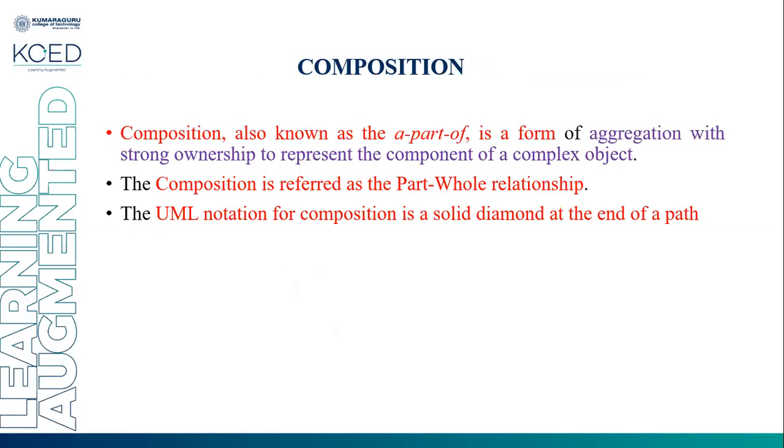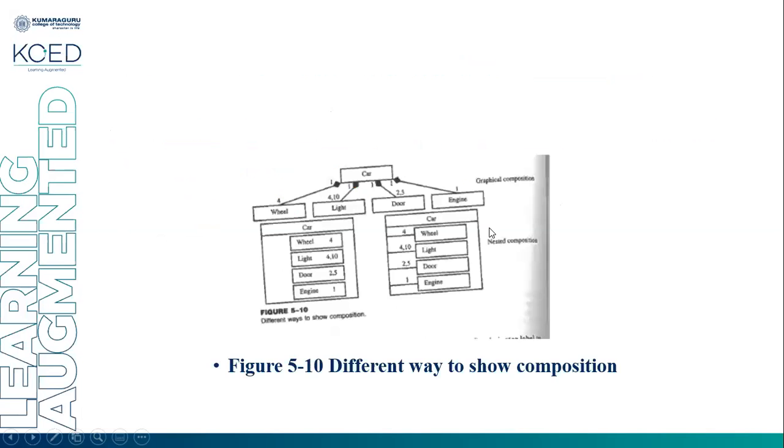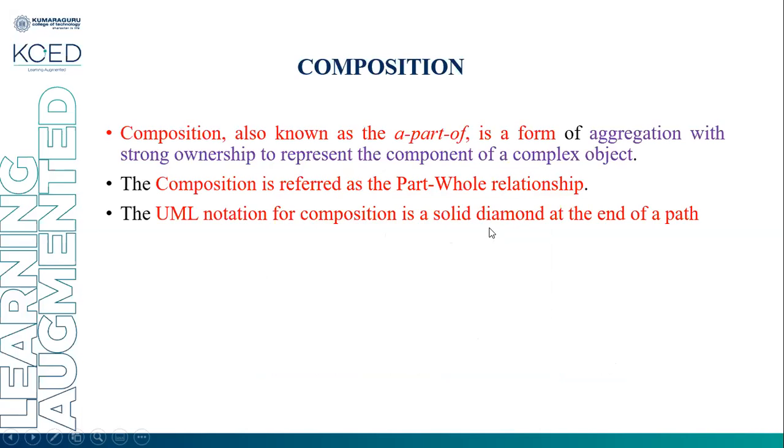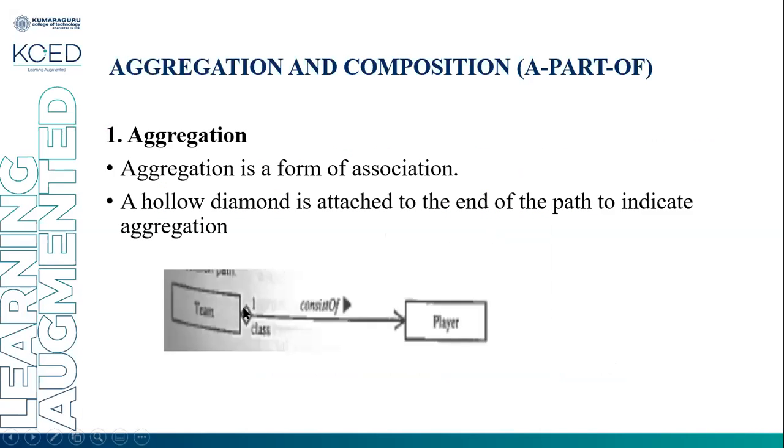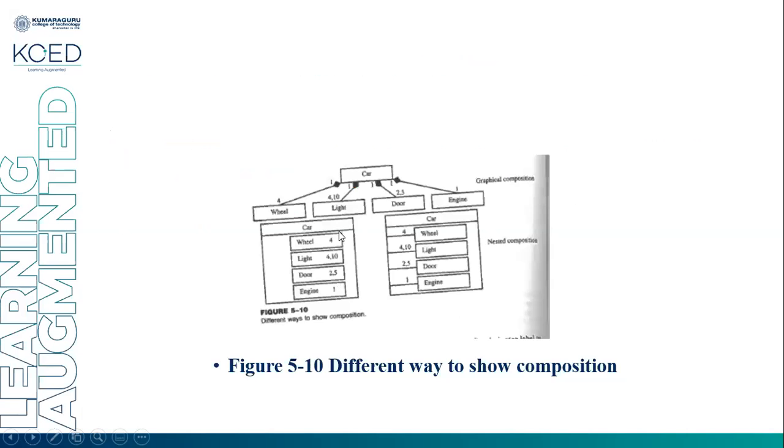Composition is a very strong form of association. Known as a part-of relationship, it is a form of aggregation with strong ownership, used to represent the components of a complex object. The composition is referred to as a part and whole relationship. The UML notation for composition is a solid diamond. So aggregation contains a hollow diamond, and composition contains a solid diamond.